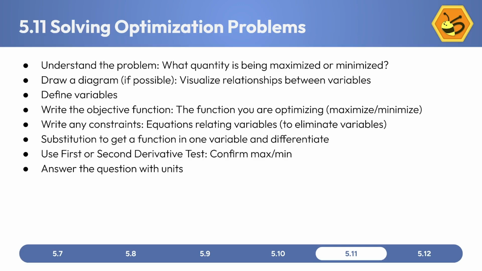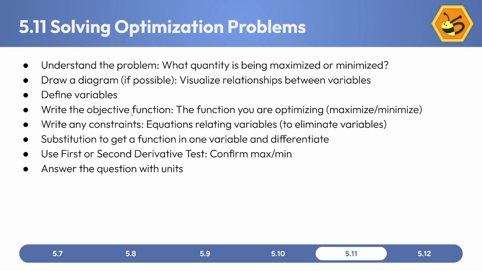So now moving on to actually solving optimization problems, here are some steps and some tips on how to solve these problems. First of all, we need to understand the context and what the problem itself is. So what are we trying to maximize or minimize? What variable or what quantity? And if possible, try to draw a diagram. That way it will help you visualize relationships between variables. And going along with drawing a diagram, we should, of course, define variables for different quantities in our problem.